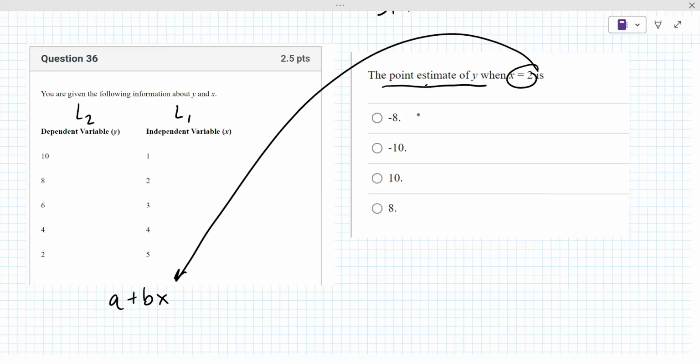Okay, so I put the data in and then we'll go to stat, 8. Got it? And then A plus BX. Yes. Okay.